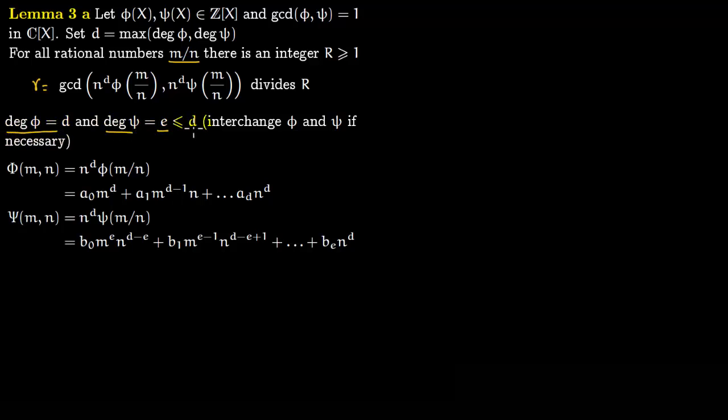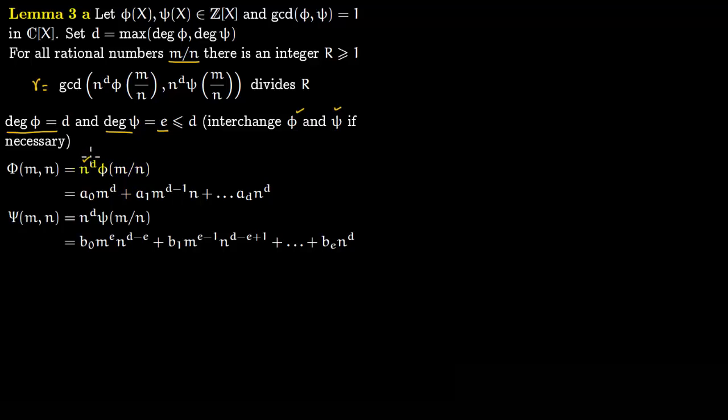e is less than or equal to d because you're setting d as the maximum of the degrees of these two. And you can interchange these two if you want to, because we are taking the greatest common divisor here, so it's not going to make much of an impact. So you set this capital phi as n^d times this small phi of m by n.